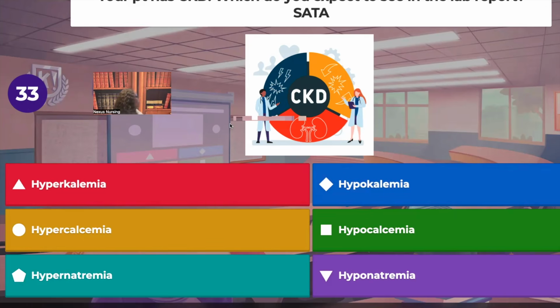You can only see part of the screen? Okay. Is that better? You're welcome. Your patient has CKD. What would you expect their labs to look like?